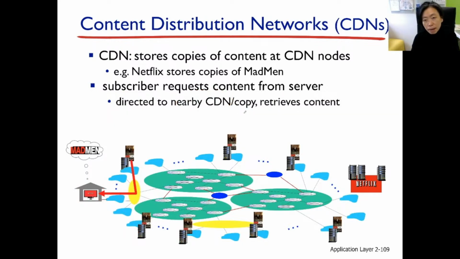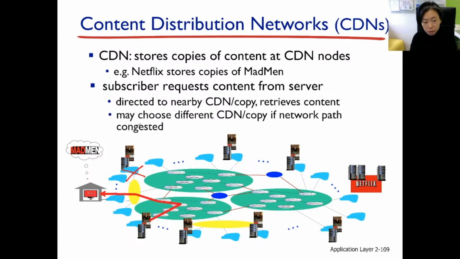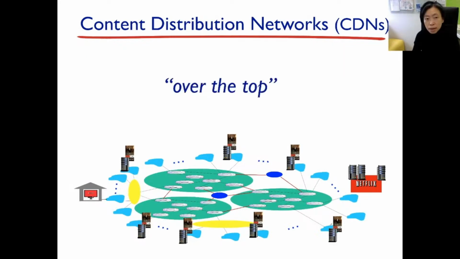Now what's nice about having CDN is not just that the content is closer to the client, it's also to address this issue. If the network goes bad here, from the first CDN, the client there can choose a different CDN where the network congestion is lighter and go this way. And CDN working this way is also called an over-the-top service.